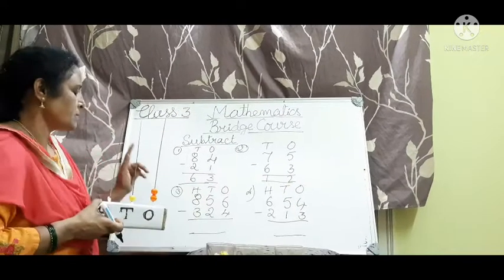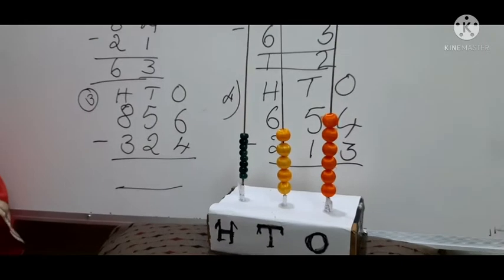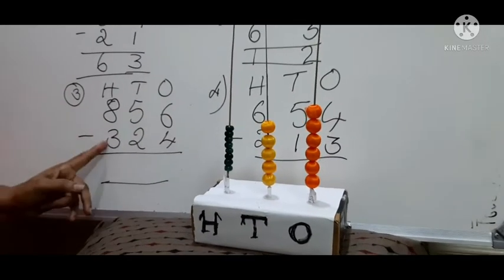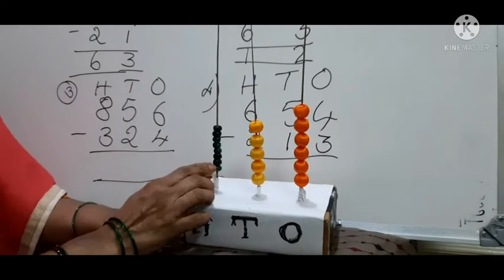Now we practice subtracting 3-digit numbers, children. 856 minus 324.